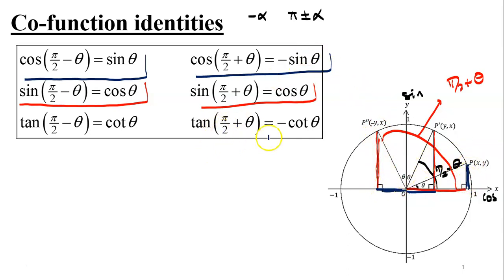And similarly for tan, by definition of tan being the ratio of sine and cosine, you'd notice that leaves me with negative cotan theta.